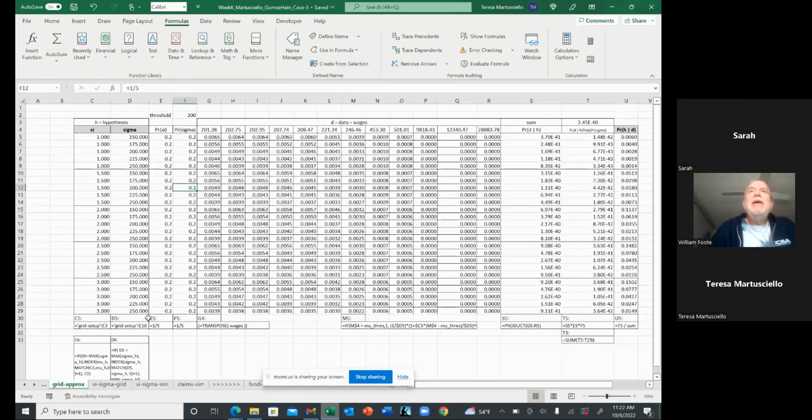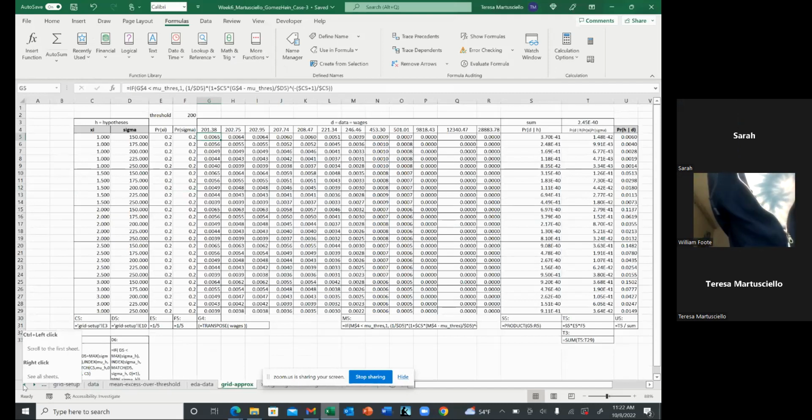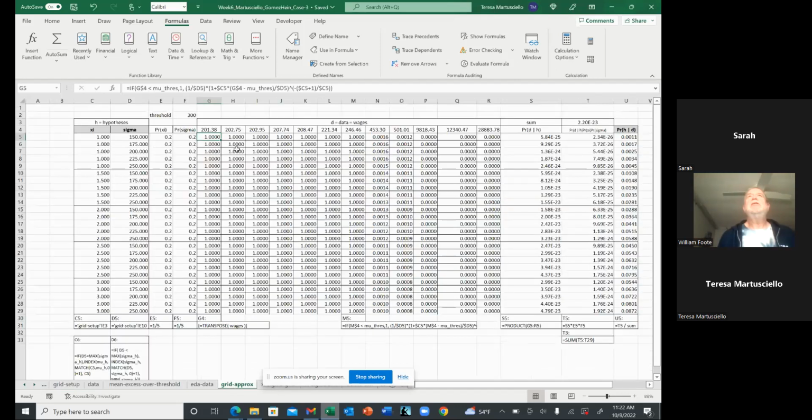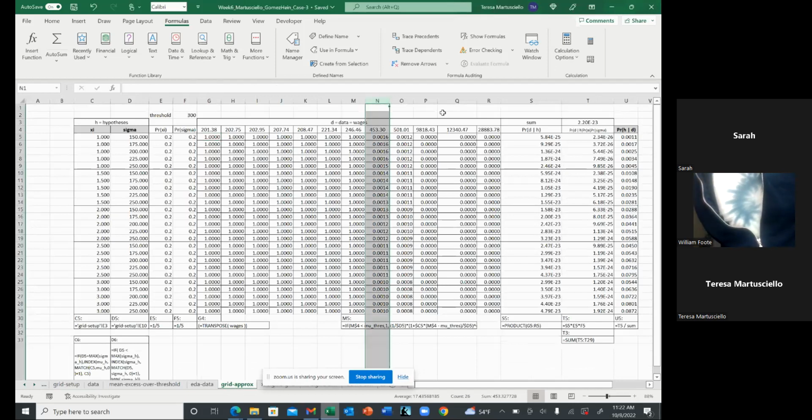Okay. So I had this if statement. So when I change the threshold to say 300, it goes to this. So I get ones all the way up to anything above 300.